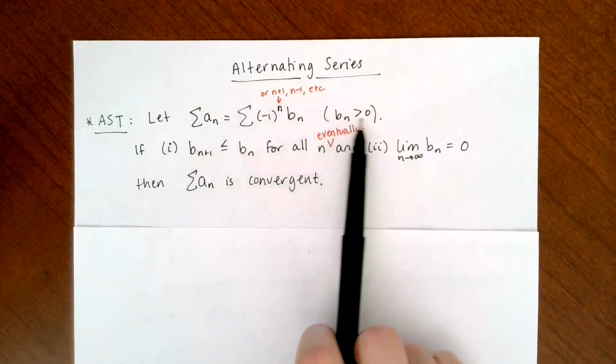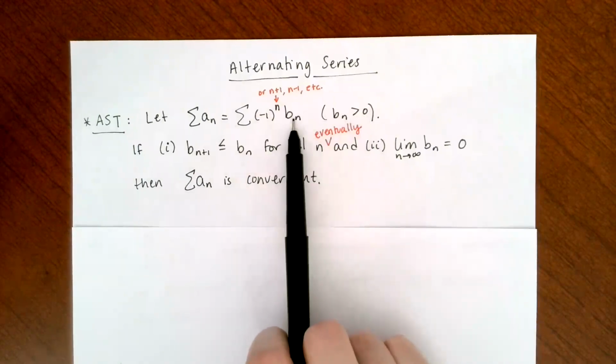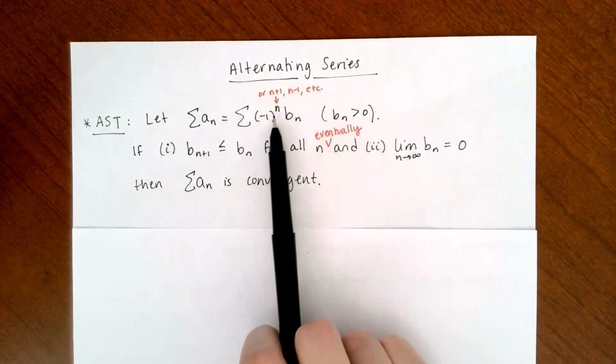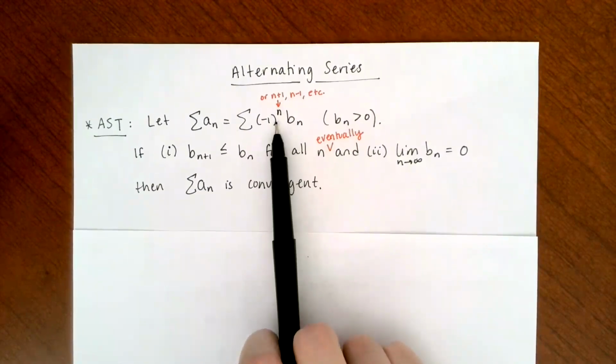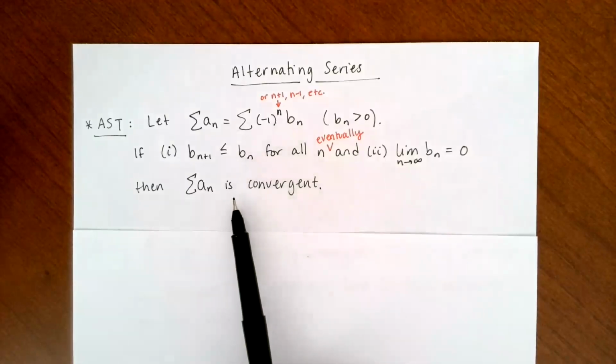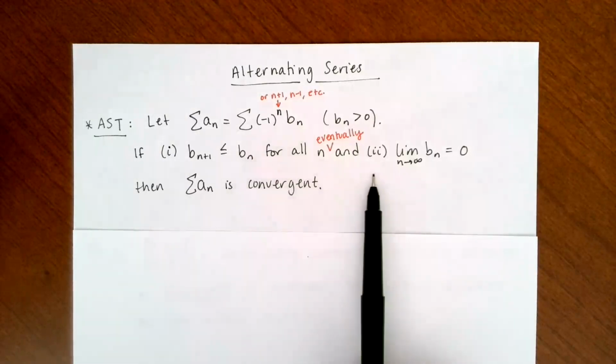So all the b_n should be positive. This is just the actual formula. And then you have either (-1)^n or (-1)^(n+1), whatever creates the plus-minus for the terms. Because you're adding and subtracting as you go, it's very easy for an alternating series to be convergent. You just need to meet these two conditions.